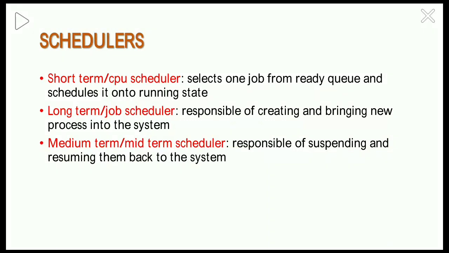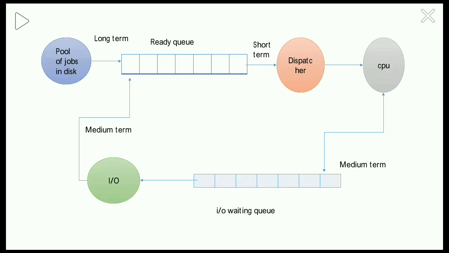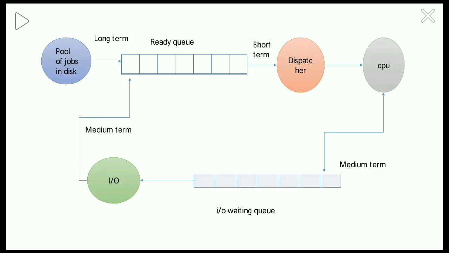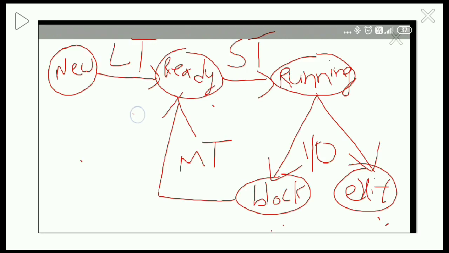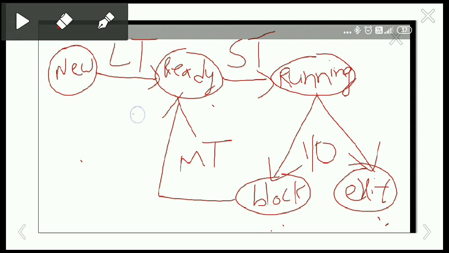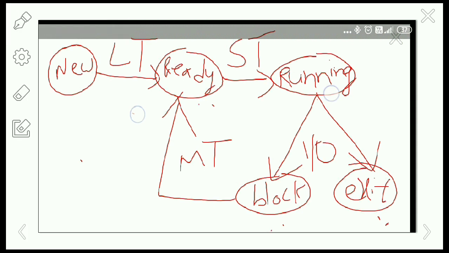The next one is the short term or CPU scheduler. It selects the job from the ready queue and schedules it onto the running state. Okay, it is going to select a particular job from the ready queue and place it in the CPU for execution. Why we call it short term is that it just loads the processes which are already available in the ready queue and places them in the running state. That is the work of the short term scheduler.